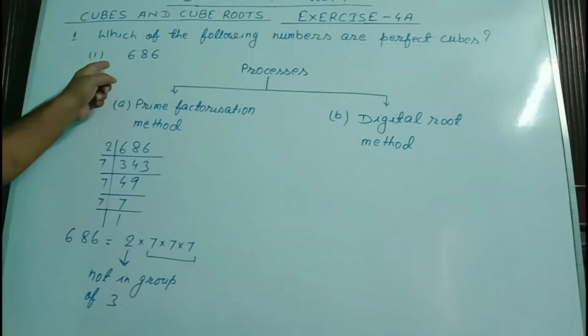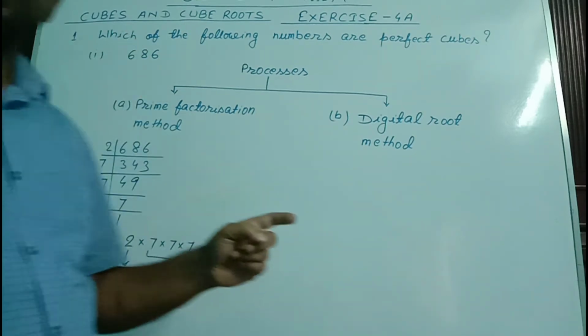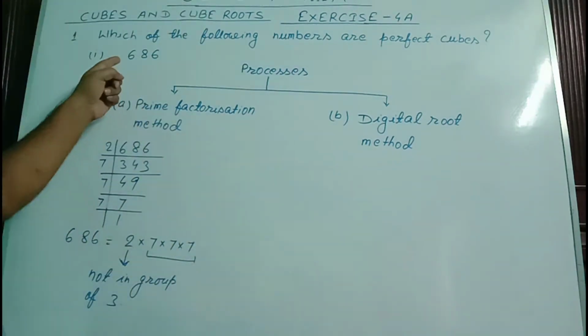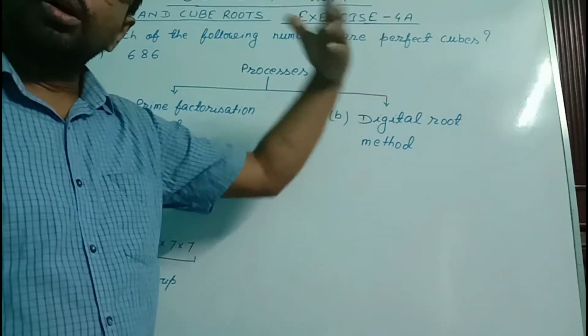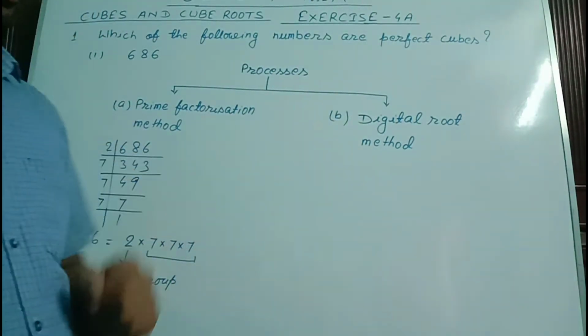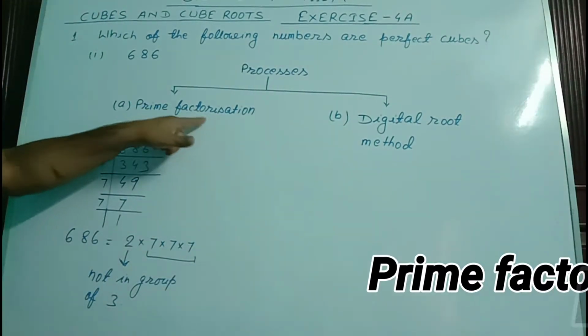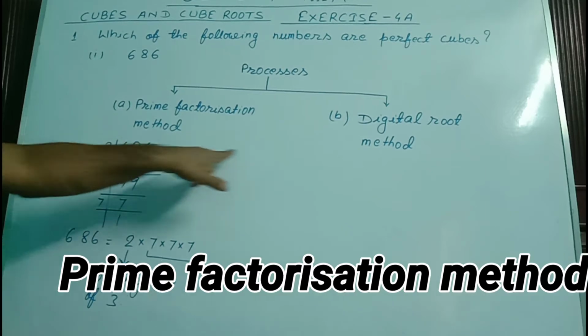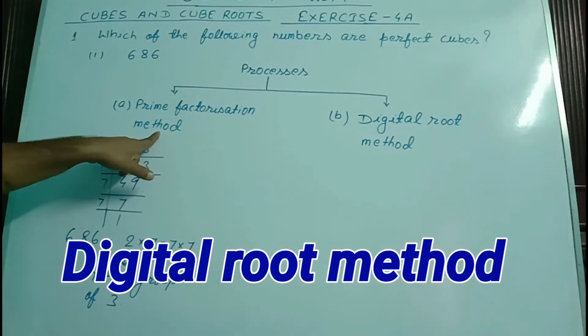To solve this type of question, problem number 1 is 686. Regarding this question, we are asked to identify whether 686 is a perfect cube or not. For that, I told you there are 2 processes. First is the prime factorization method, and second is the digital root method. This is our traditional process.